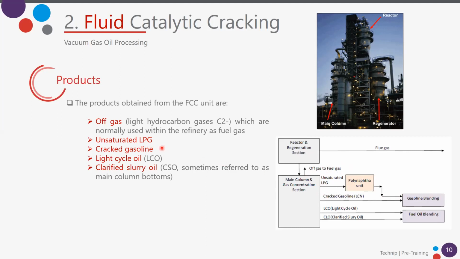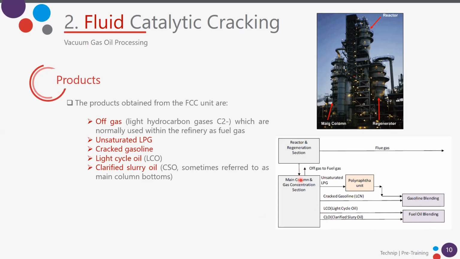We have our main product, that is the cracked gasoline, and also we will have these two heavier products, light cycle oil and the clarified slurry oil, that is CSO, but I don't know why they put the L here. And these two heavier streams, we will send to the fuel oil blending. Okay, these are the main products.